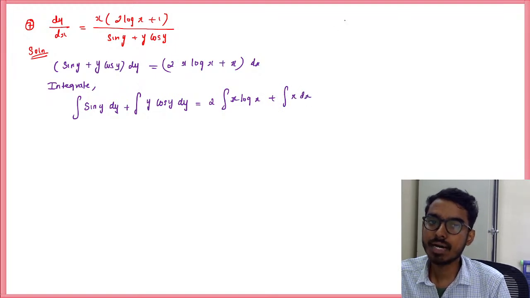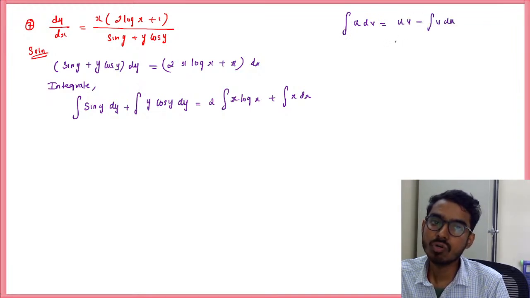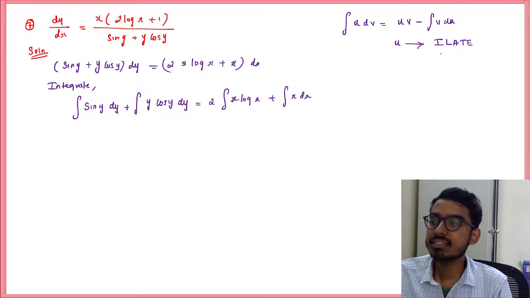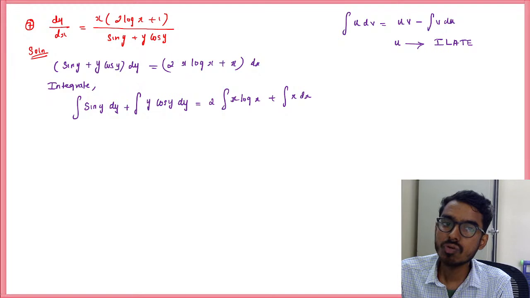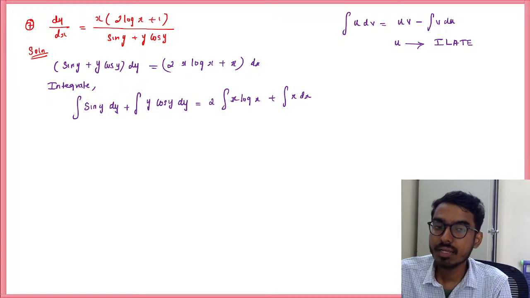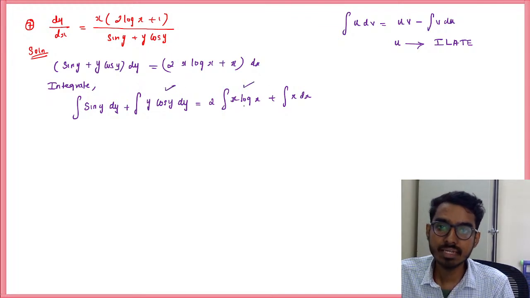So you know integration by parts, right? Integration of u dv is equal to uv minus integration of v du. You have to choose u in the order I L A T E, right? That is, I stands for inverse function. Whenever you have an inverse function, you have to take that as u. If not, search for logarithmic. If not, search for algebraic. T stands for trigonometric. E stands for exponential, right? Here you have to use integration by parts. Here also you have to use integration by parts.